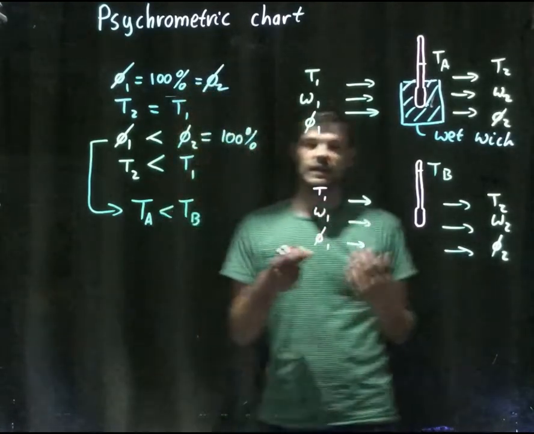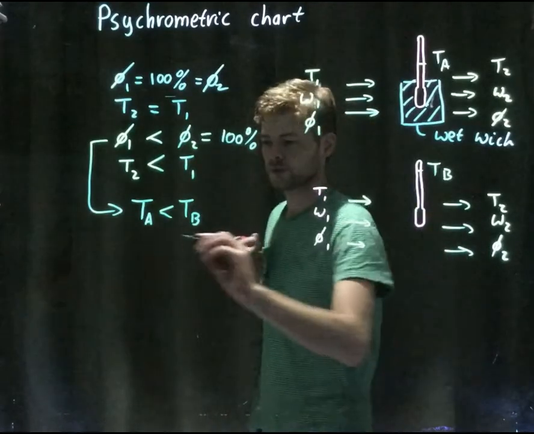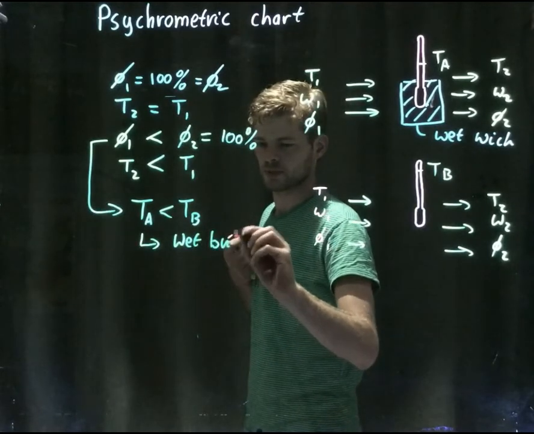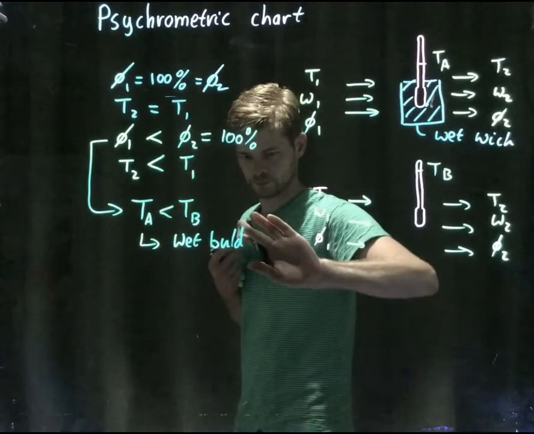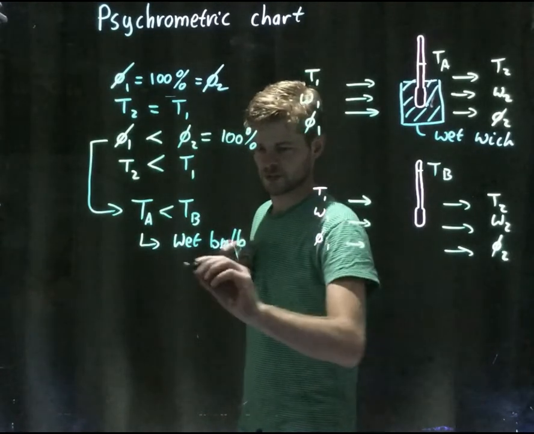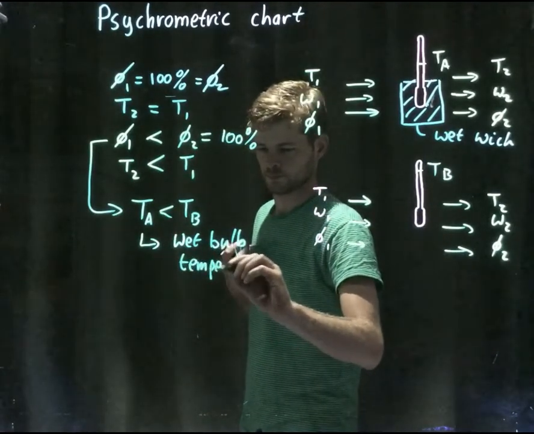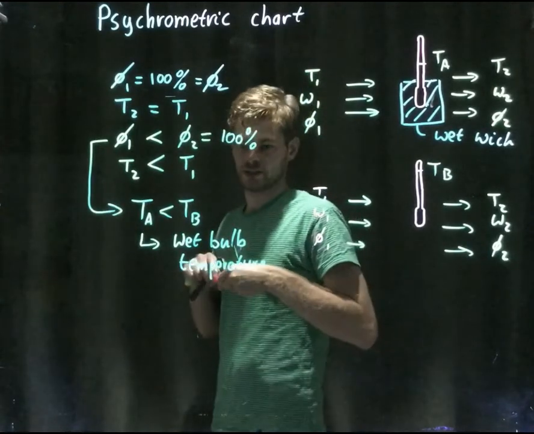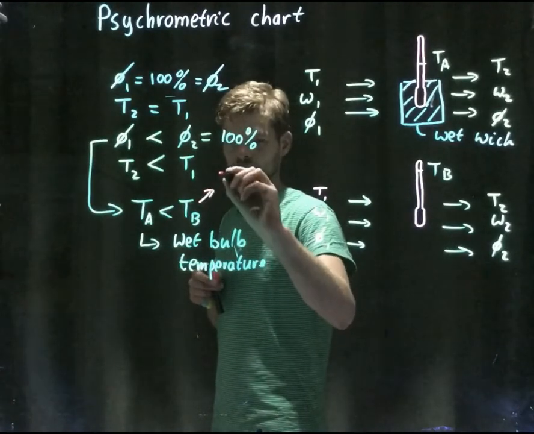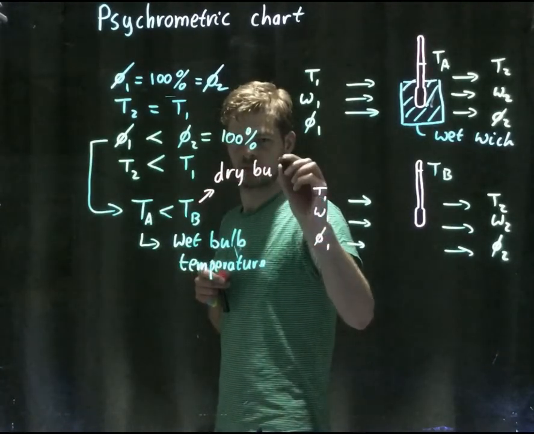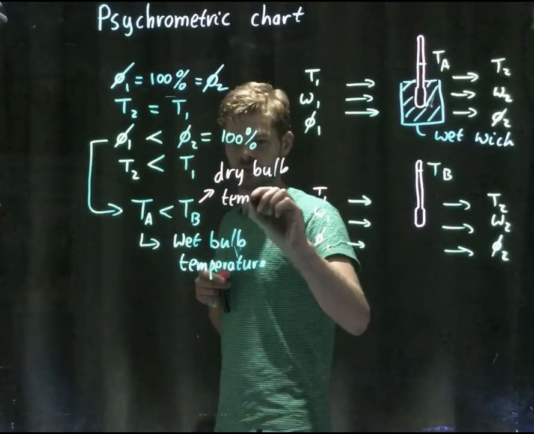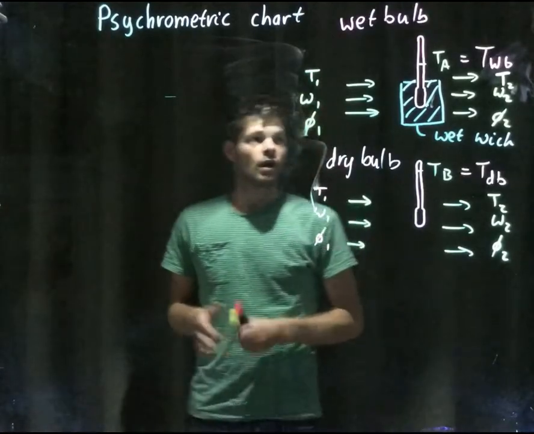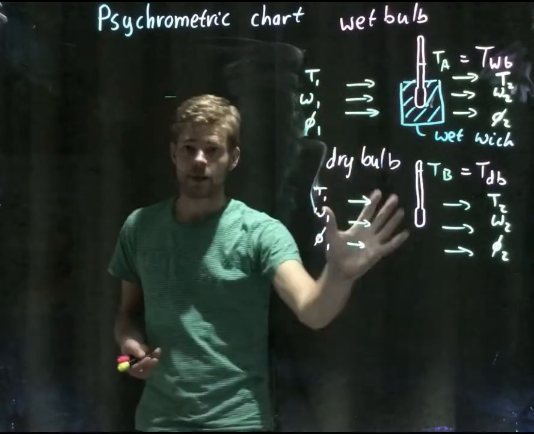And this is actually a definition, this is a measure we use. This is called the wet bulb temperature, and this is called the dry bulb temperature. Okay, now we have discussed the wet bulb and the dry bulb temperature.